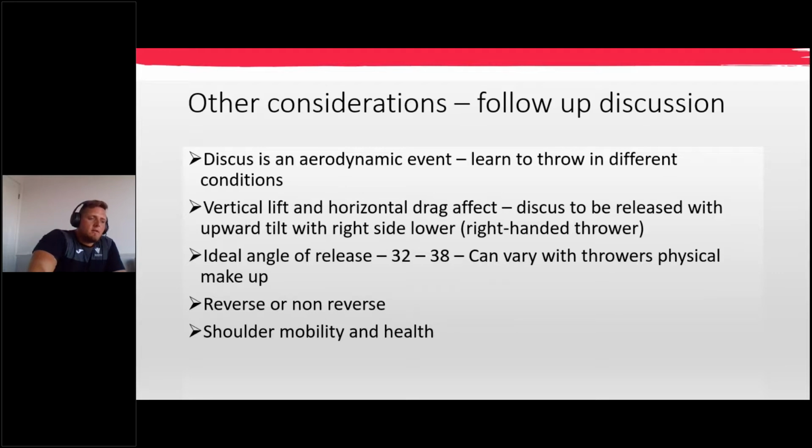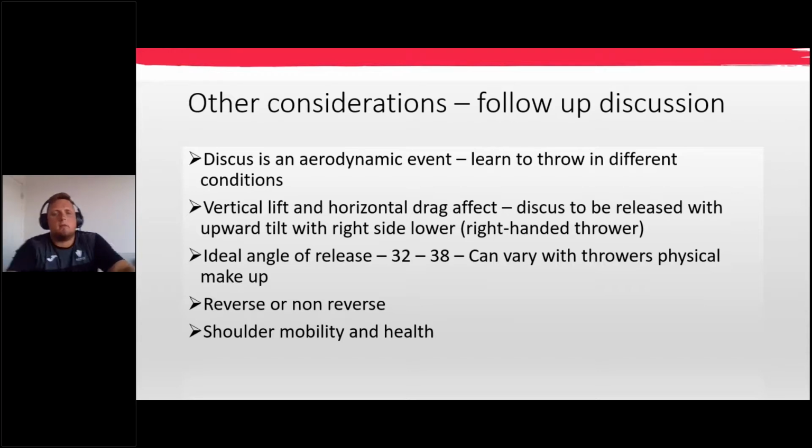So, other considerations, okay? I didn't get into these tonight because it is a larger discussion and something you look at towards the very top end. Discus is an aerodynamic event, okay? It is an aerodynamic event, so you have to learn to throw in different conditions. That is important. Everyone says, oh, you just throw the discus flat. No, you want to think about it.